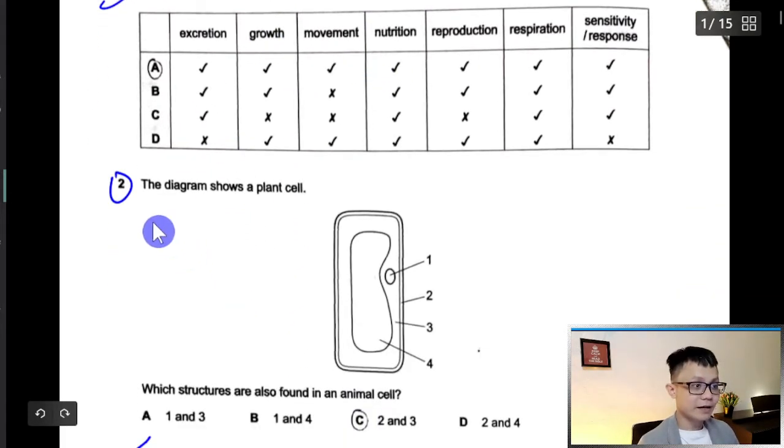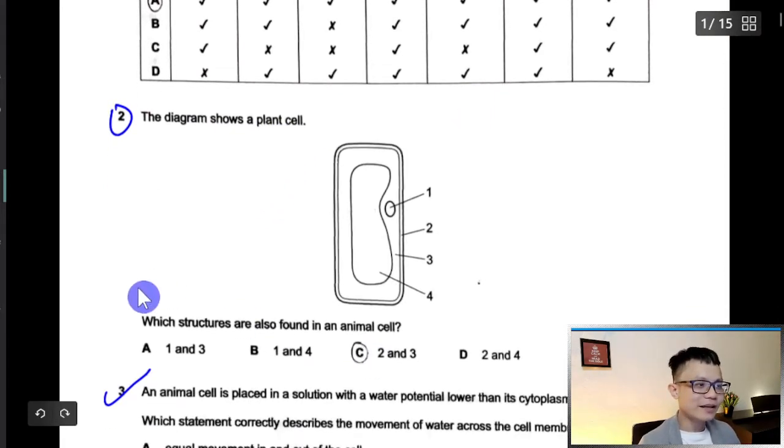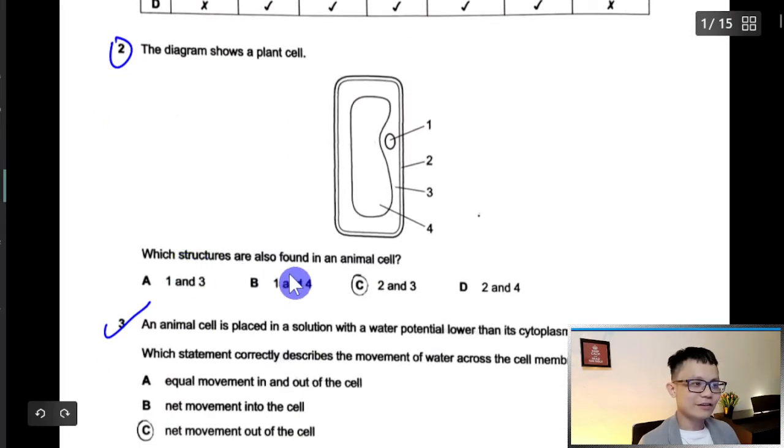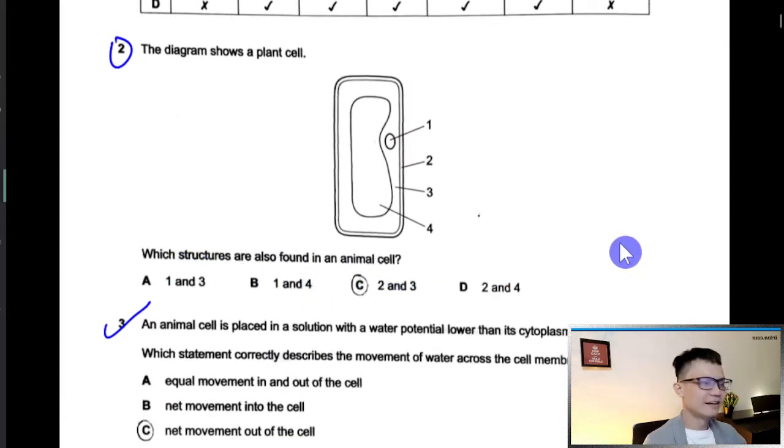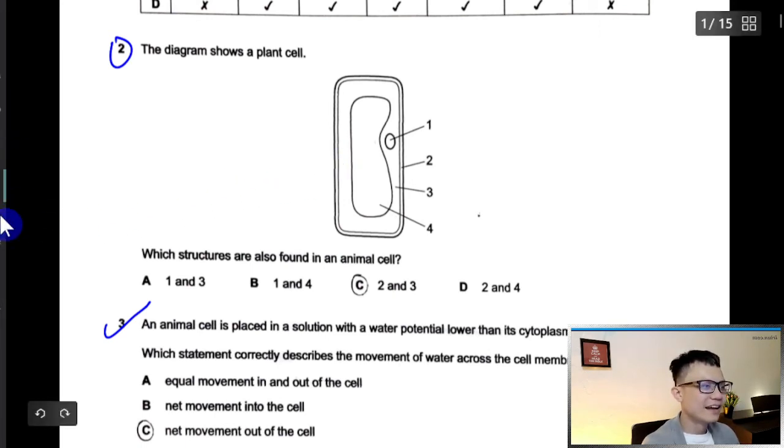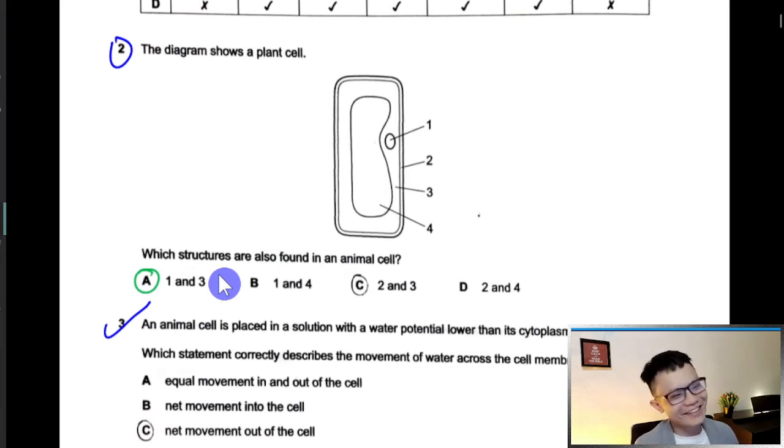Okay, let's discuss number 2. I can't believe you got this wrong. The diagram below shows a plant cell. Which structure is also found in animal cell? Because I didn't read properly, I thought it was which structures are not found. This is really vague, so be careful. Later a few more questions are also like that.